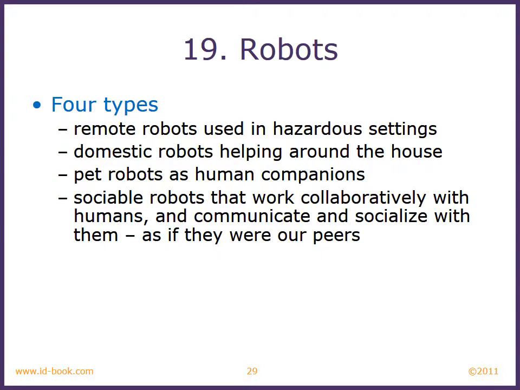Robots. There are four types, as we have also studied in previous lectures. Remote robots used in hazardous settings, like in the painting shop in a car manufacturing setup. Domestic robots helping around the house, which is very famous in Japan. Pet robots as human companions. Sociable robots that work collaboratively with humans and communicate and socialize with them as if they were our peers.